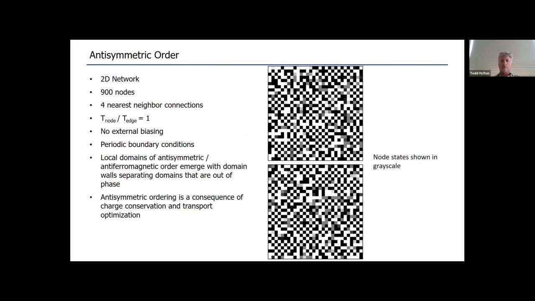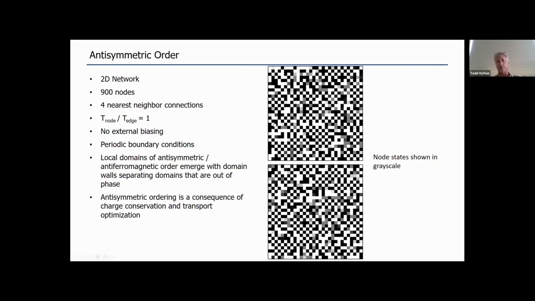I'm going to show you a number of 2D nearest neighbor network results. Each of these interesting looking frames here is a frame from a video of the evolution of a network. Every square here is intended to represent a single node. White represents a node state of +1, black represents a node state of -1, and the gray is somewhere in between. So in this case, there are 900 nodes. Every one is connected to its 4 nearest neighbors. The node and the edge temperatures are the same. There's no external biasing, so this is a node that's only interacting with the thermal bath.